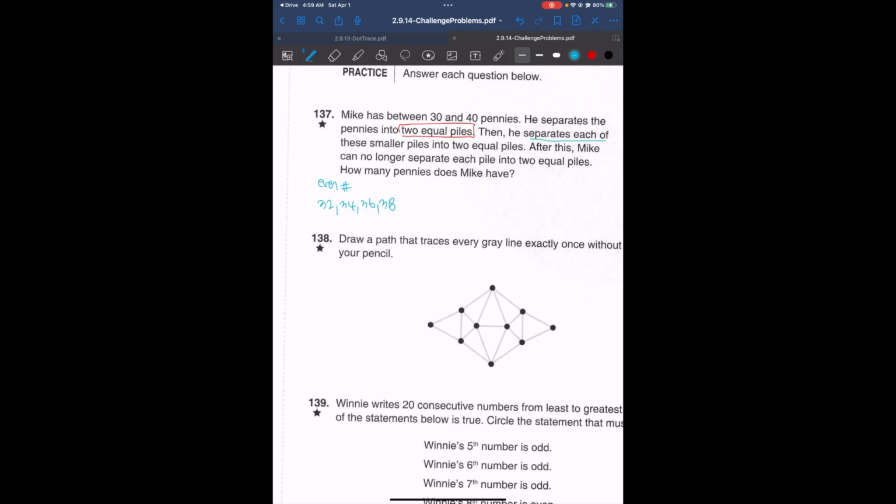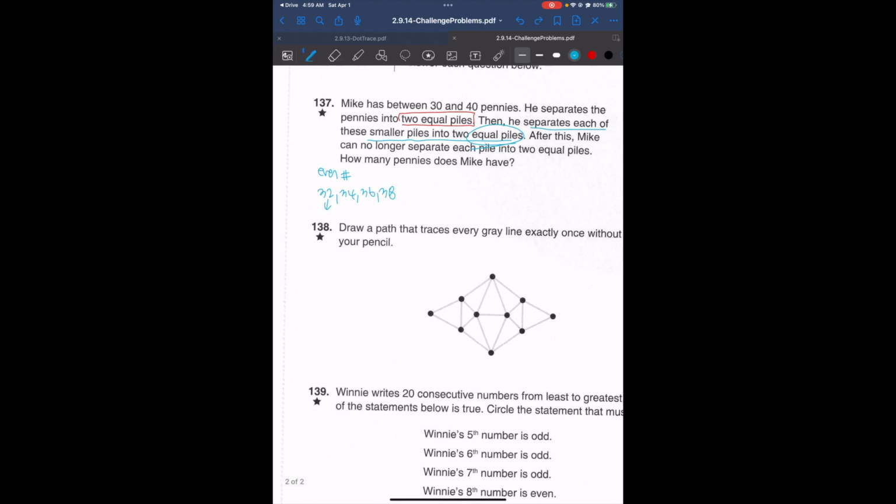Then he separates each of these smaller piles into 2 equal piles. Again, then half of the initial would also have to be even. And so half would have been 16, 17, 18, 19. So only 16 and 18 would be possible. So 32 or 36 would be the possible initial number he has.